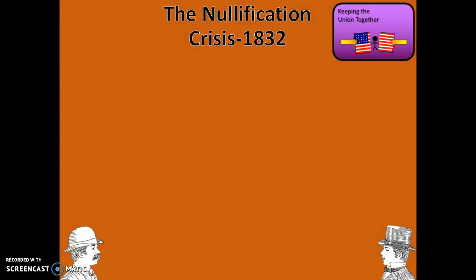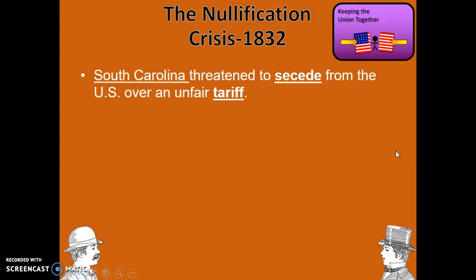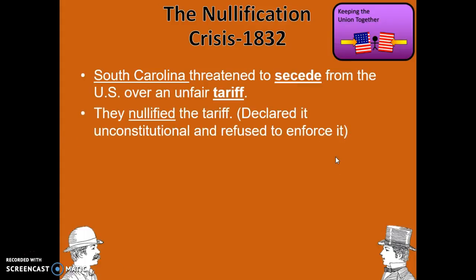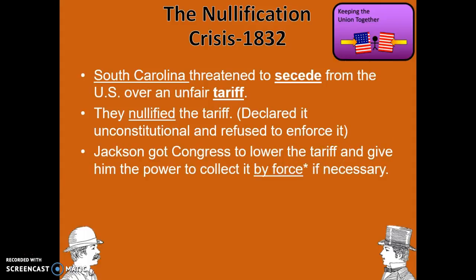So we come to a problem called the Nullification Crisis, and this is keeping the Union together. South Carolina, which John C. Calhoun was from, threatened to secede from the U.S. over an unfair tariff. Now we know that secede, which you learned in 7th grade, means to remove itself from the whole country, and that they were going to just throw the Constitution out the window. They said they nullified the tariff. They declared it unconstitutional and refused to enforce it because it hurt the South. Jackson got Congress to lower the tariff, but he was ready to go down there and take the army by force and collect it if necessary. He insisted that he was in charge.